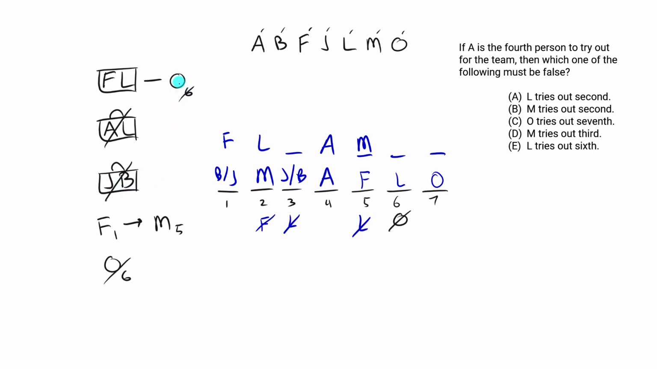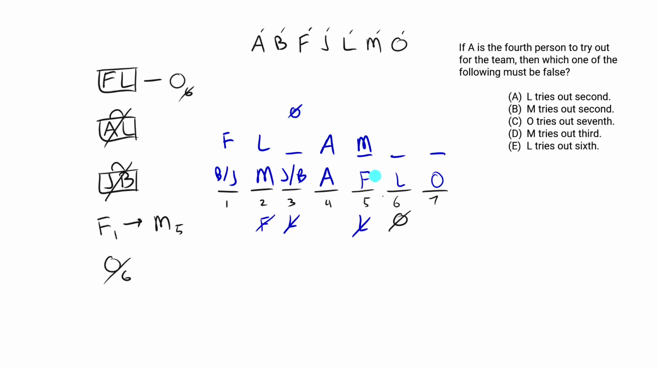If you put the O in spot number 3, do you see that what's going to happen is B and J are going to be bunched up in 6 and 7, which violates this third rule. If you put the O over here, that's not going to work because B and J would be forced together over there. So that means O cannot go in spot number 3 in this world.